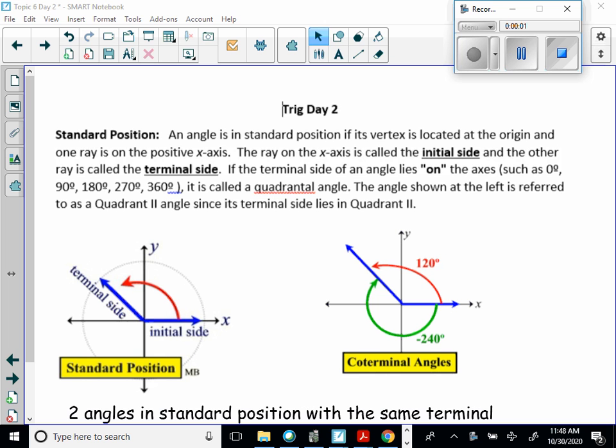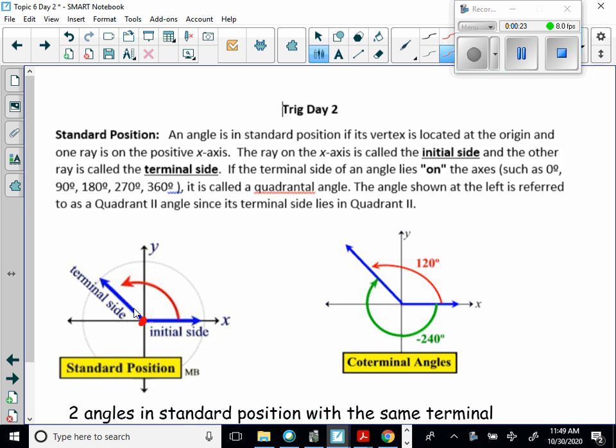This is trig day 2. We're going to get into the complete unit circle and talk about all the degrees and radians and the values at those respective angles. So standard position: an angle is in standard position if its vertex is located at the origin. So there's the vertex of that angle located at the origin.